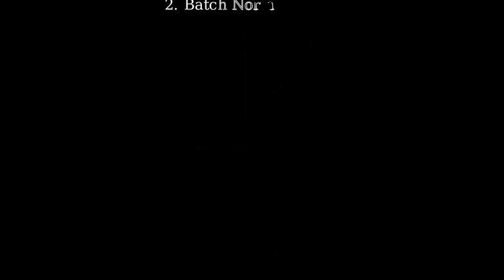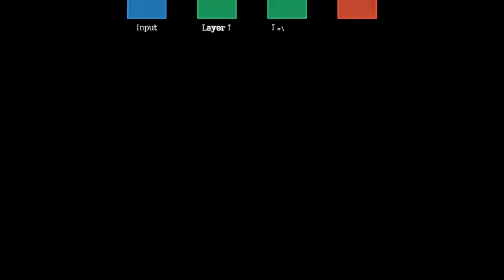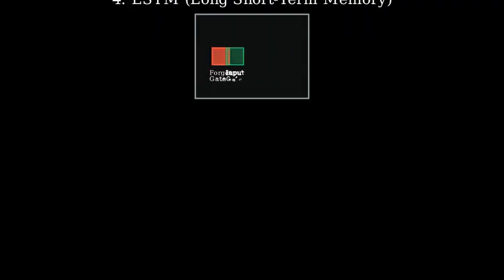Another approach is batch normalization, which normalizes the inputs to each layer, keeping the values in a range where activation functions work well. Skip connections or residual connections allow gradients to flow directly from later layers to earlier ones, bypassing the layers in between. For recurrent neural networks, architectures like LSTM, long short-term memory, were specifically designed to address the vanishing gradient problem through gate mechanisms.